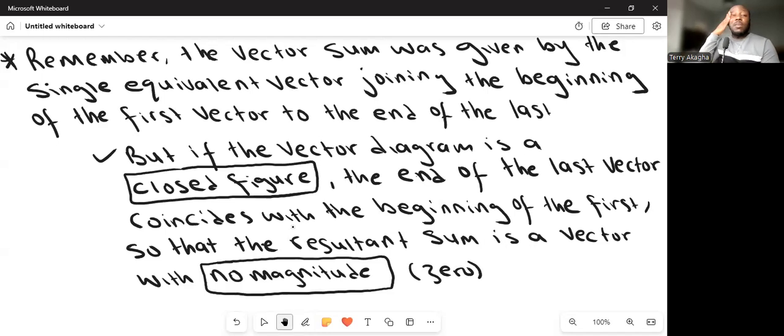So if you have something like this, when you add the sum of the vectors in a closed figure, the resultant vector is a vector with no magnitude, meaning that it's 0, okay? And that will be that for that. So that's how you add vectors together, all right?